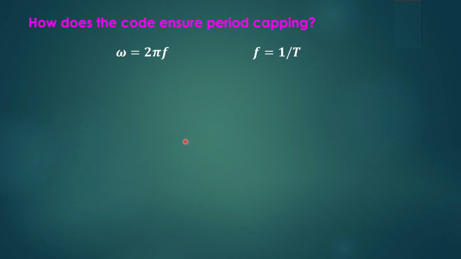Now, how does the code ensure that period capping is applied? For that, let us understand a little background in dynamics. Here omega and F are shown. Both are frequencies. Omega is the angular frequency of vibration, and F is the cyclic frequency of vibration, that is, per second how many cycles are taking place. Now T is the time period, so we have the very simple relationship F equal to 1 by T, and omega and F are proportional because omega is multiplied by twice pi by F. So time period is only reciprocal to the frequency; if one increases, the other will decrease.